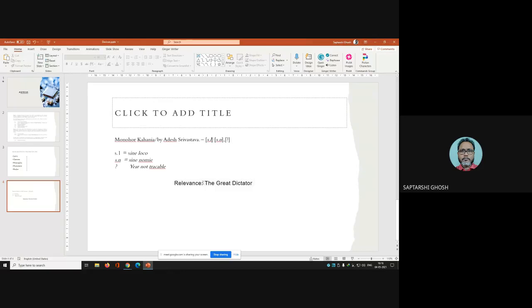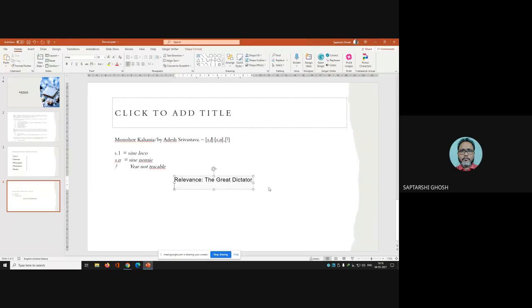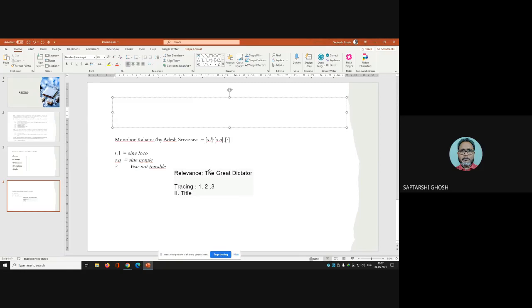Now, the canon of relevance says this. Suppose you have to make an entry with the title. As you know, in tracing, first we write one, then two, then three for the subjects, then we write Roman one for the second author and Roman two, and we just write title. Now, whenever we are making an entry with the title, suppose this is the entry heading. So now you are writing The Great Dictator.